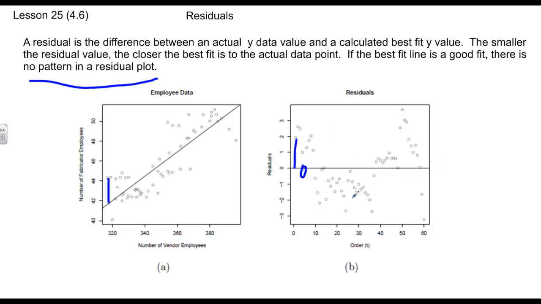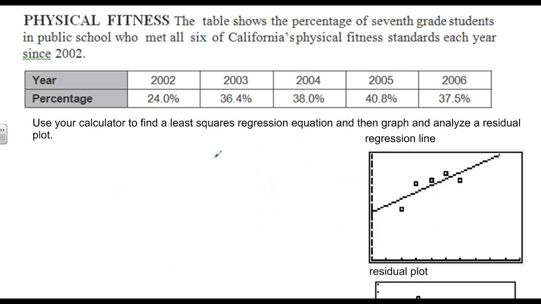So let's go ahead and see how to calculate some of this stuff using our calculator. So once again, you're going to have to get that out. So here I have a set of data talking about years versus the percentage of 7th grade kids that meet all 6 physical standards set forth by the state of California. And you notice just by looking at the data here that it appears that kids seem to be doing better as years have gone by. They're getting in better shape.